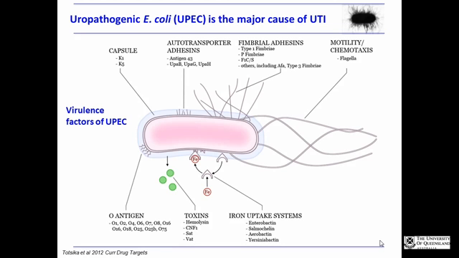Many UPEC strains secrete toxins that damage epithelial cells. They also secrete iron acquisition molecules called siderophores that enable them to scavenge iron, and remember that the urinary tract is a nutrient-deficient environment. They also produce a number of different adhesins on their surface. These are really critical to colonization, because you can imagine if the bacteria don't stick to the epithelial cell lining, then they're washed away by the flushing action of urine.